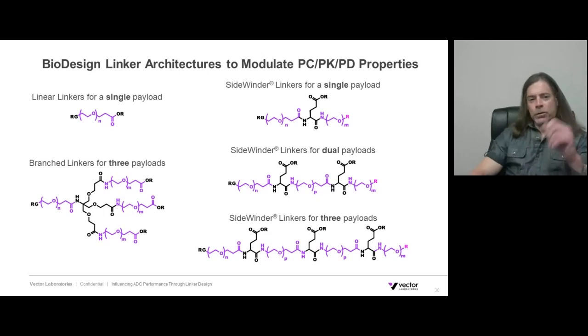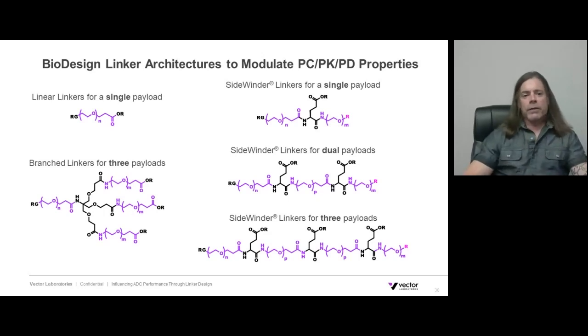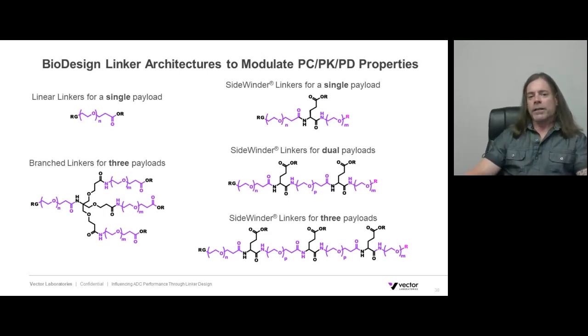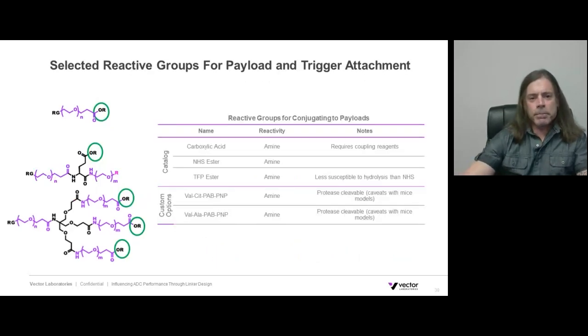So I just want to open up that toolbox a little bit so you can see what we have. First, we have different linker architectures. We have linear, branched, and sidewinders. They can accommodate different numbers and different types of payloads, and they can control the orientation of those components on the linker payload, like that orthogonal linear designation.